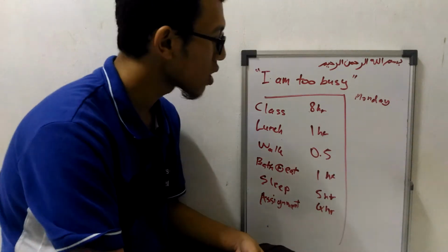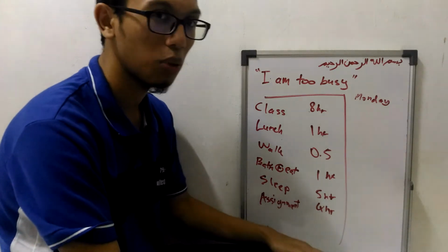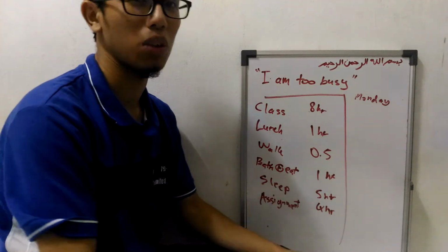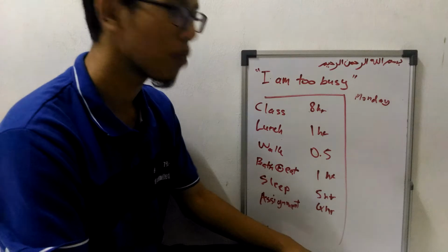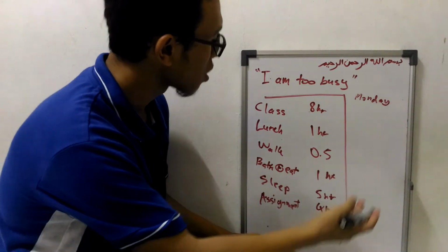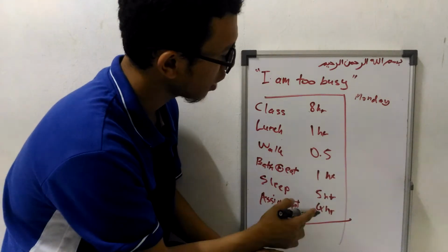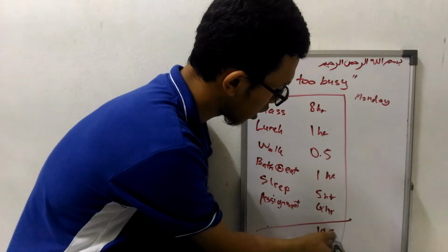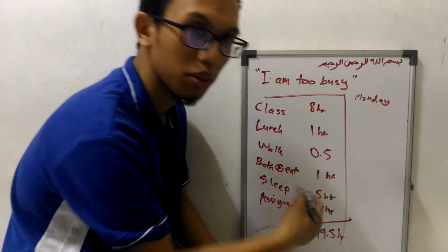Okay. So once you list out all the hours that you have done, what you did on that particular day, usually you won't get 24 hours. Usually you won't remember everything. So just roughly do it. If you got more than 24 hours, then you are bluffing. Okay. So sum it all up. A total of 19 and a half hours for the whole day.